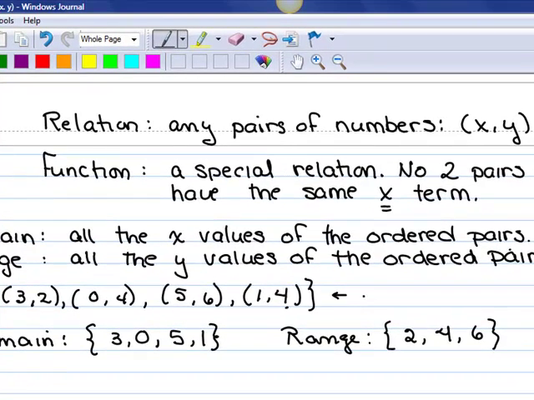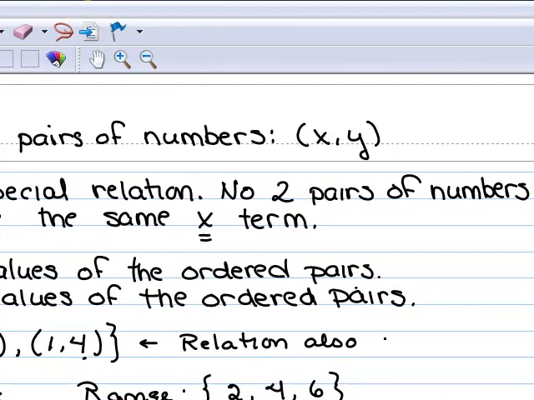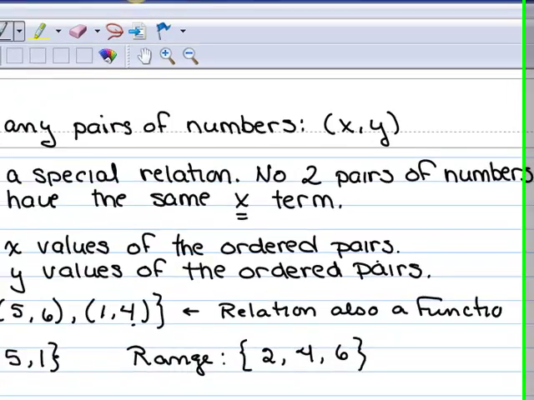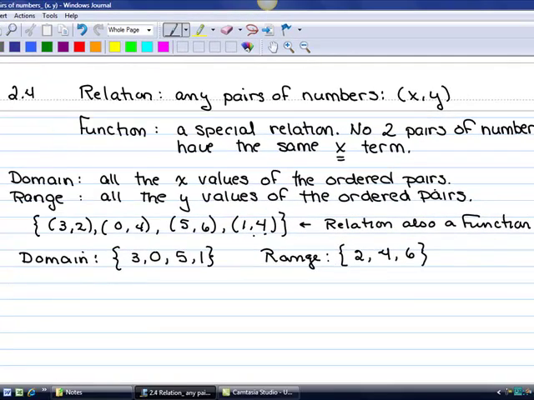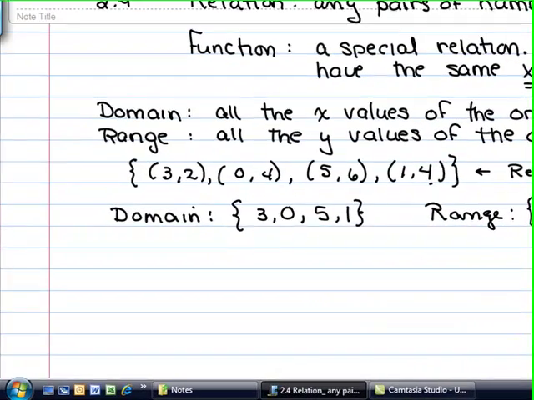This is a relation because it's just a set of ordered pairs of numbers, but it's also a function, because if you take a look at the x values, none of the x values in these coordinates are duplicated. So this relation is also a function.